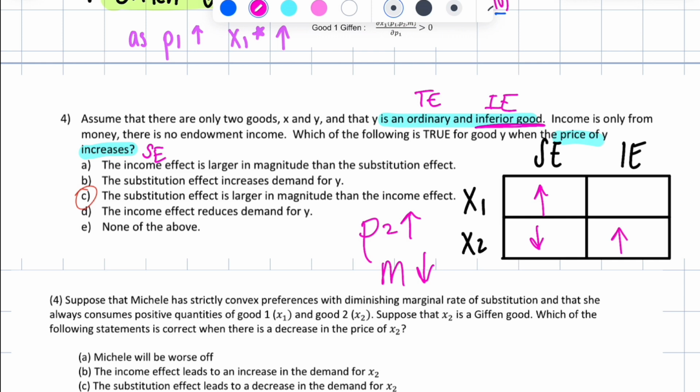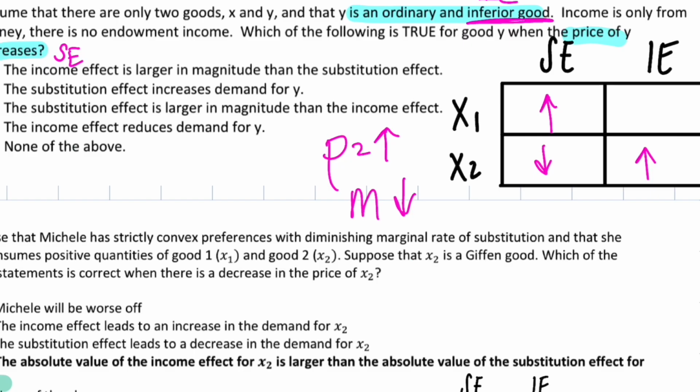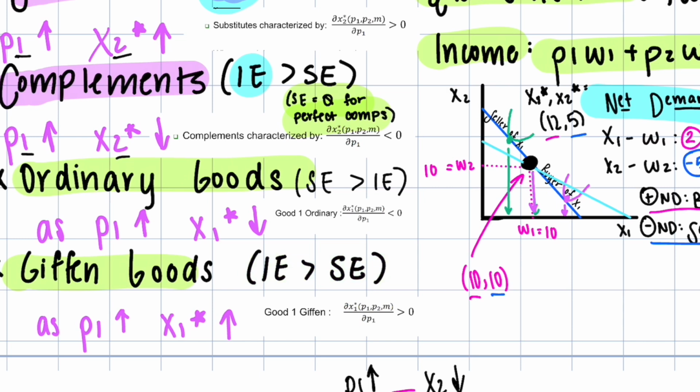And then ordinary tells us about the overall effect of what's actually happening. So since Y is ordinary, we know as its price goes up, the demand for that good is going to go down. So which of these is consistent with what's going on? The substitution effect. This matches the direction of what really happens overall, that total effect. So the substitution effect is larger than the income effect. And so that's why this is consistent.